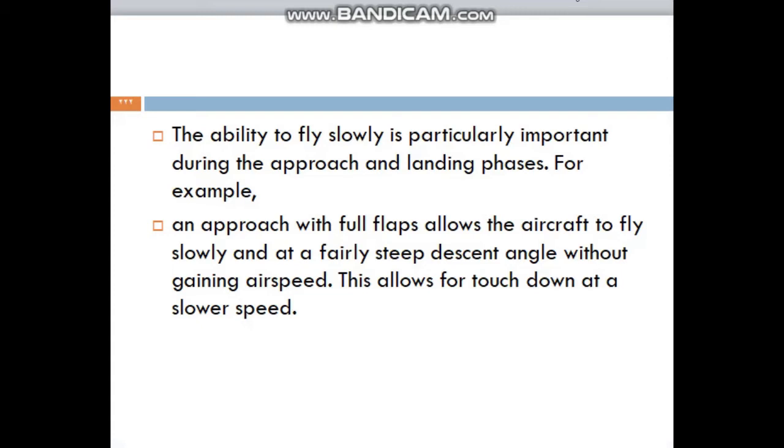The ability to fly slowly is particularly important during the approach and landing phases. For example, an approach with full flap allows the aircraft to fly slowly and at a fairly steep descent angle without gaining airspeed. This allows for touchdown at a slower speed.